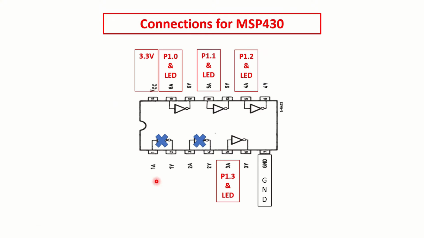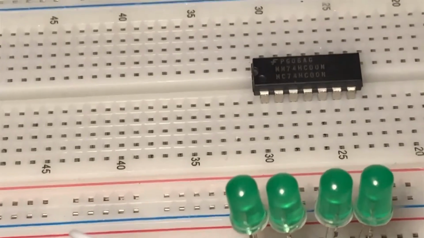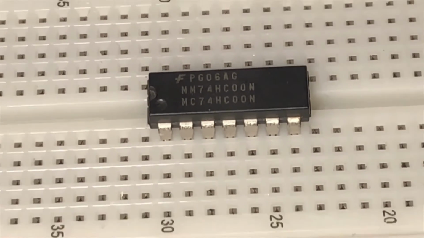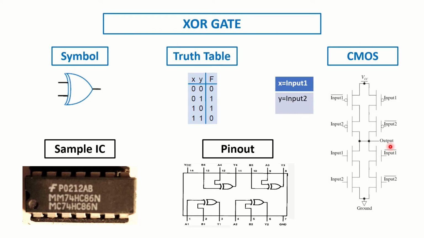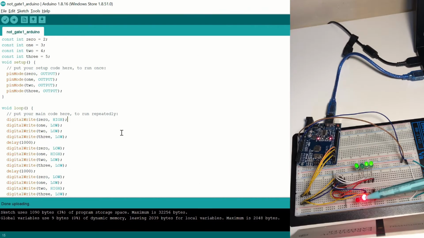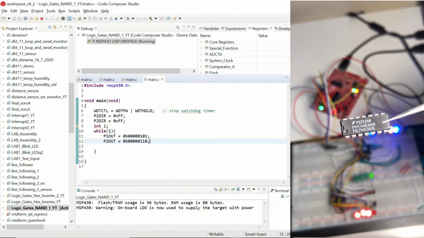In this video, we'll be learning the logic gates by examining their structure, and we'll be using these gates' integrated circuits to experiment how they operate. We'll be making examples using the digital I/O pins of the microcontrollers to better understand how logic gates work. Let's start with the NOT gate, which is also known as the inverter.